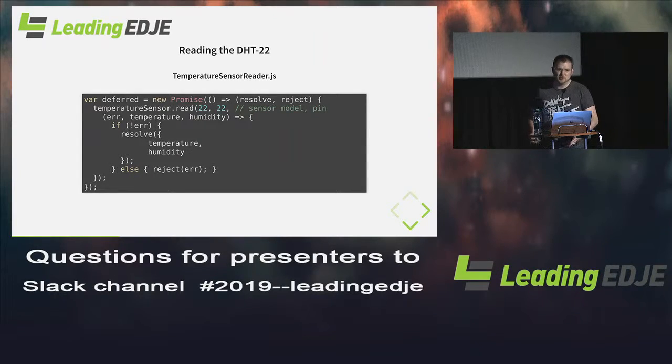Reading the DHT22 is an asynchronous operation, but the library itself was not written with promises in mind. So I wanted to take advantage of async await. So I ended up wrapping these asynchronous functions. And you'll see that a lot of the time with these libraries that there are asynchronous functions with callbacks. And if you want to take advantage of async await, you do need to wrap them in a promise and return the promise at the end of your function.